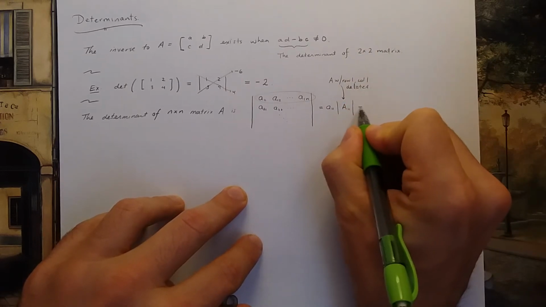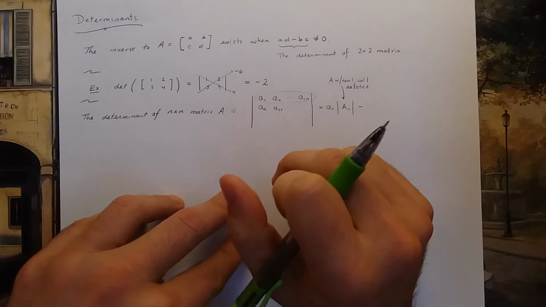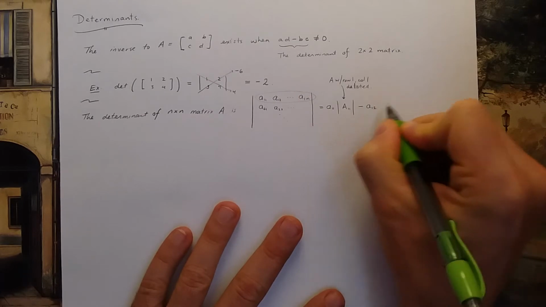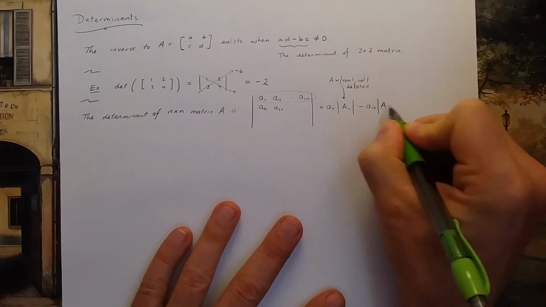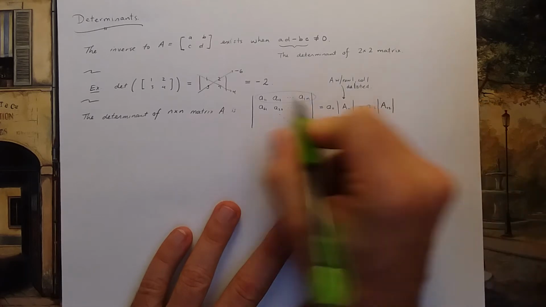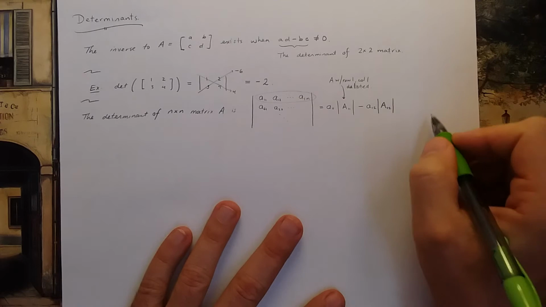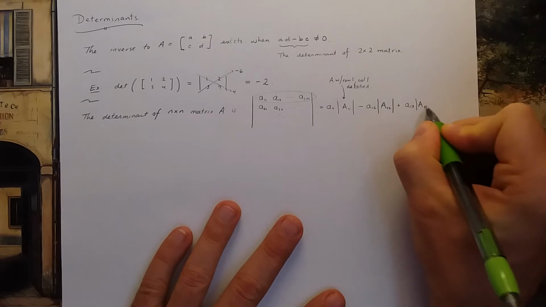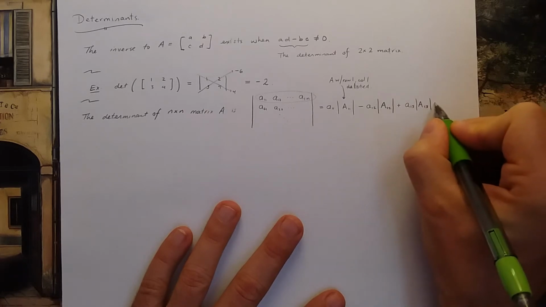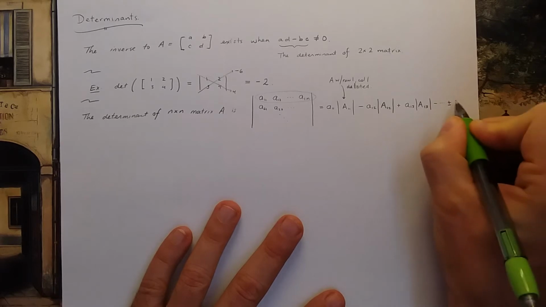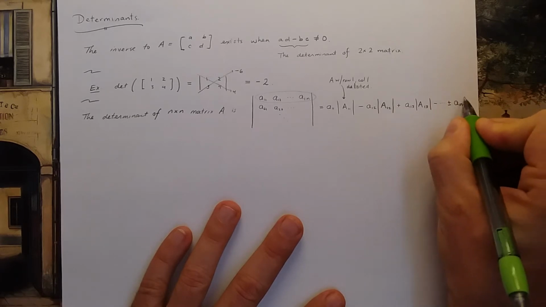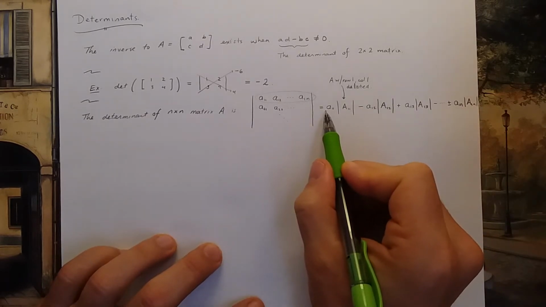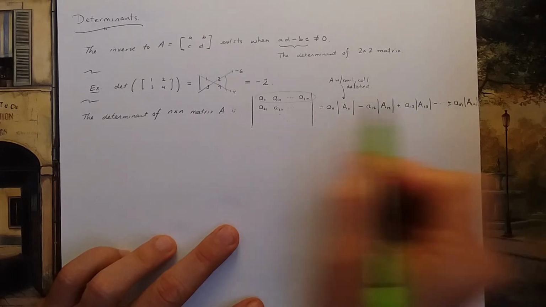Then I'm going to subtract. I know it's a little bit of a convoluted calculation at first, but I'm going to subtract the next number, A12, times the determinant of the matrix created by deleting row 1 and column 2. Then I'm going to add A13 times the determinant of the matrix found by deleting row 1 and column 3. I'm going to keep adding and subtracting until I get to the last number, A1n times the determinant of A1n. The signs alternate: plus, minus, plus, minus, plus, minus.